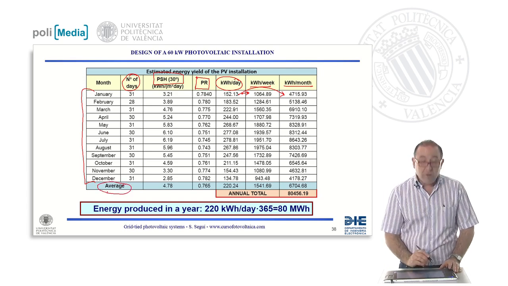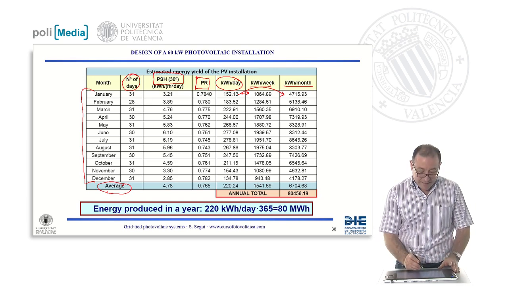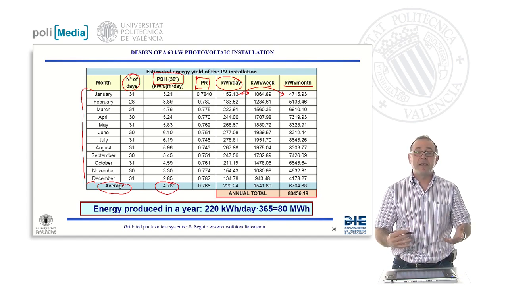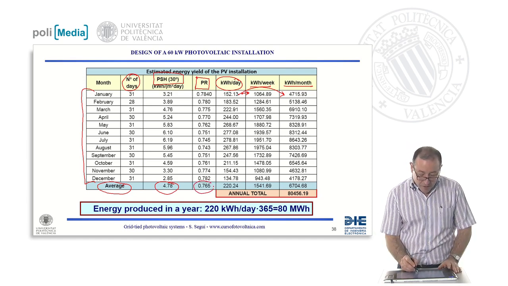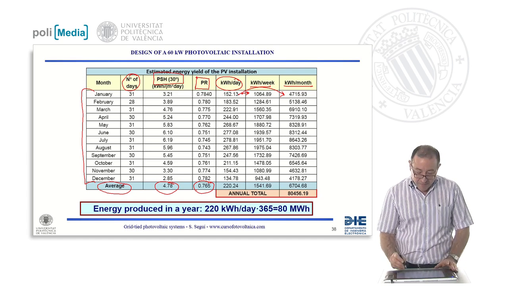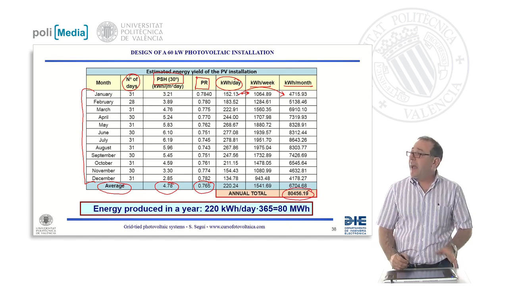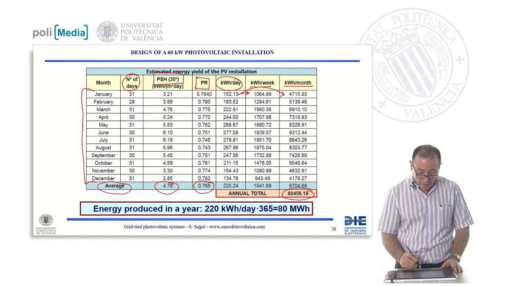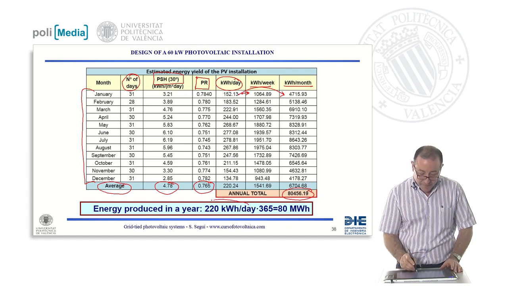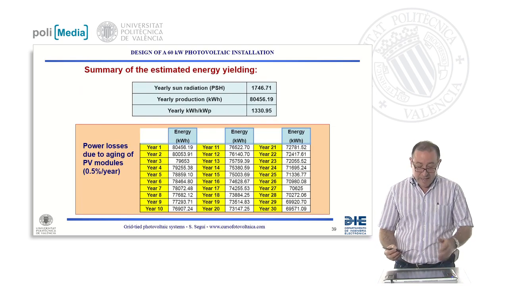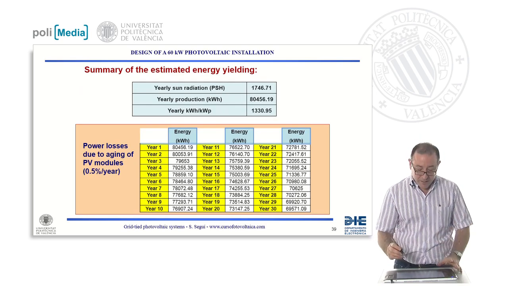The average values for a photovoltaic plant in Valencia say that we can expect around 4.78 peak sun hours as an average value in an average day of the year. The performance ratio average value is 0.76, and the whole production for this plant is in the order of 80 megawatt hours. That can be calculated using the average value per day and multiplying by the number of days in the year. In the next slide, we have a summary of the most important magnitudes or characteristics of this installation.